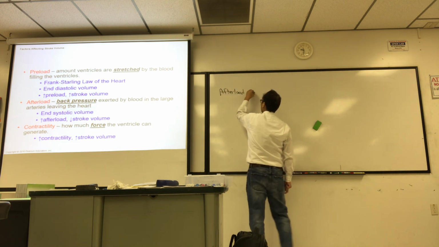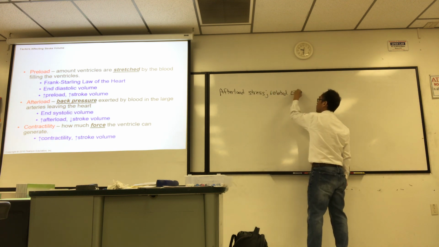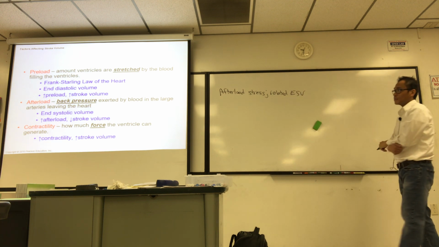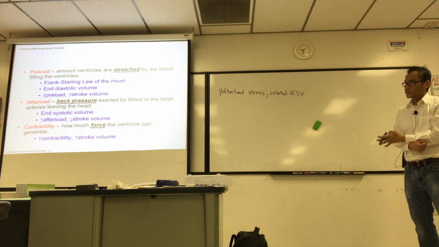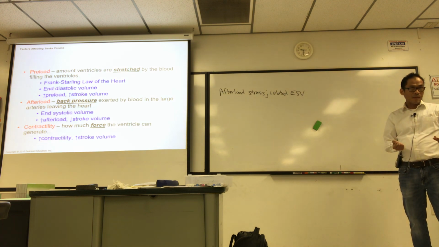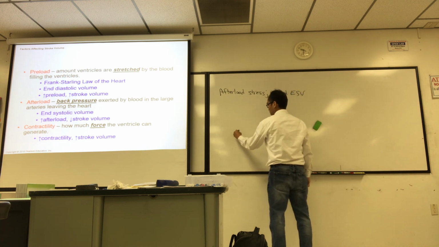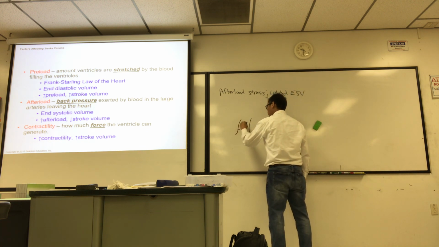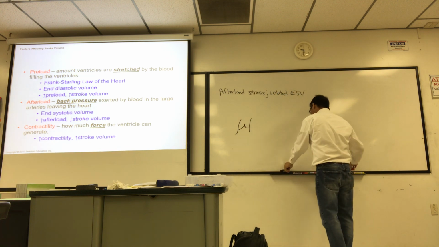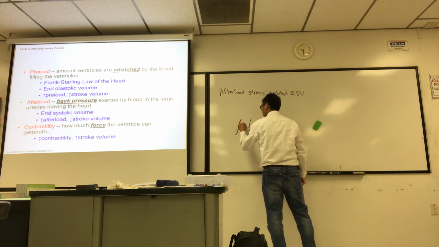Afterload stress. It's related to ESV. That's the amount left in the heart. What it literally is, is a back pressure of blood from the large arteries leaving the heart. So let's remember that there's a blood vessel, and you have a semilunar valve that's closed. And when it's closed, there's a big column of blood sitting on top of it. So let me color this in with red because it's filled with blood.